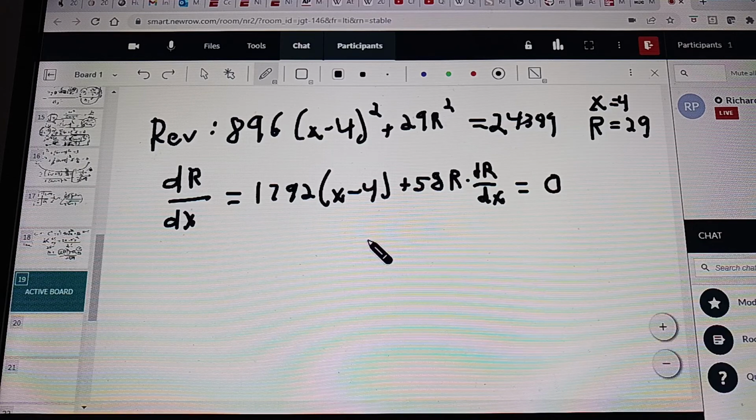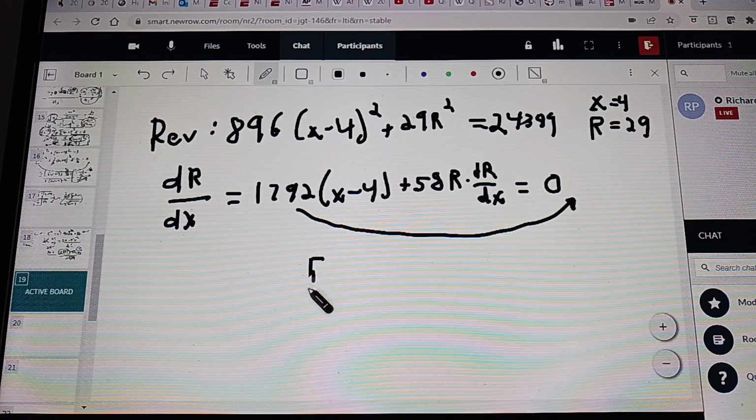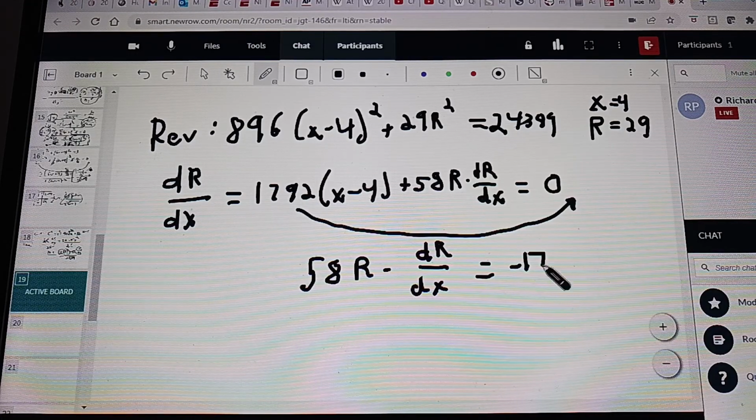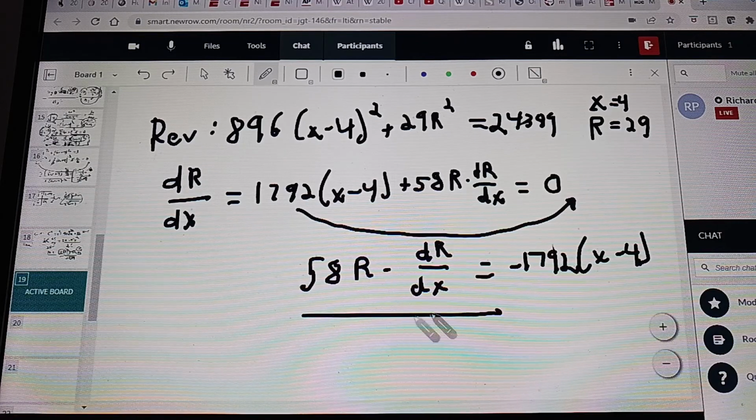I don't know if we need to distribute that, so let's just subtract this all the way over here on its own. 58r times dr over dx would equal negative 1792 times x minus 4. And then I can divide by 58r.